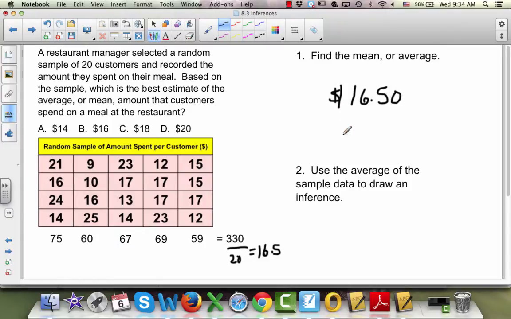Alright, use the average of the sample to draw an inference. Okay, if they've sampled 20 customers and the average that they spend is $16.50, then the inference that you might draw is that customers spend about $16.50 each when they come to the restaurant. Some more, some less, but the average is $16.50.